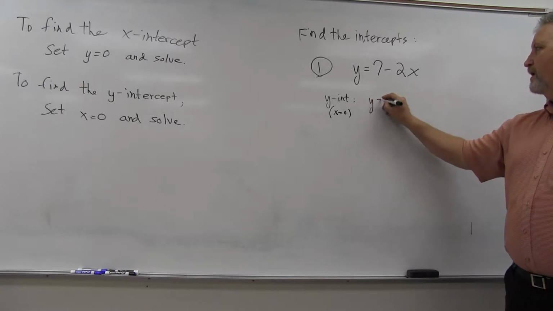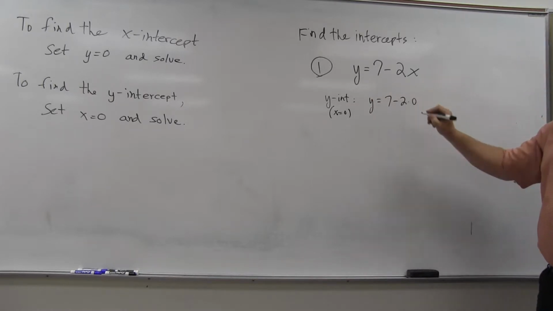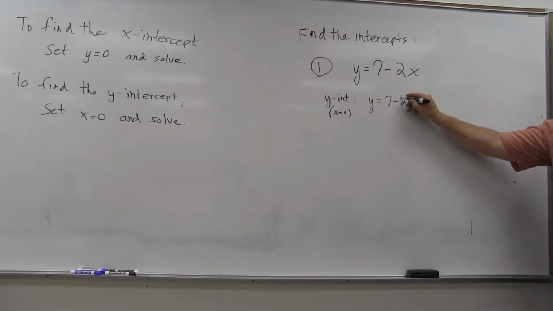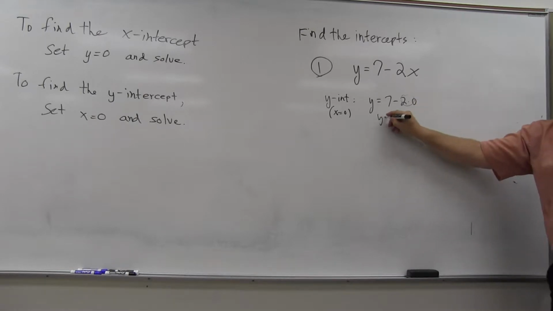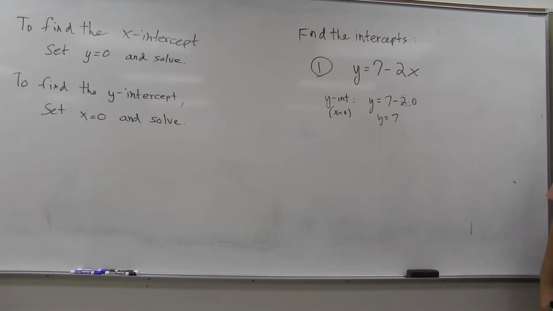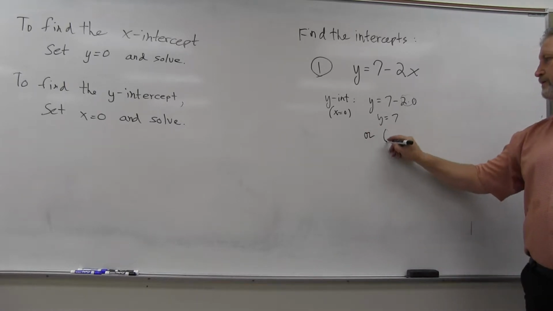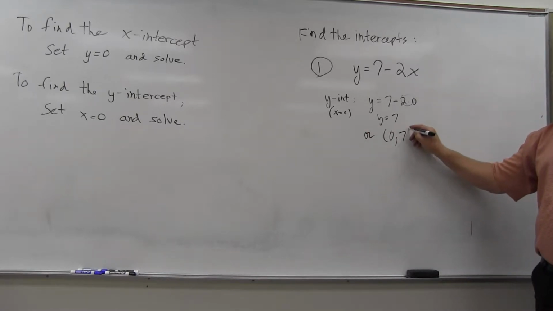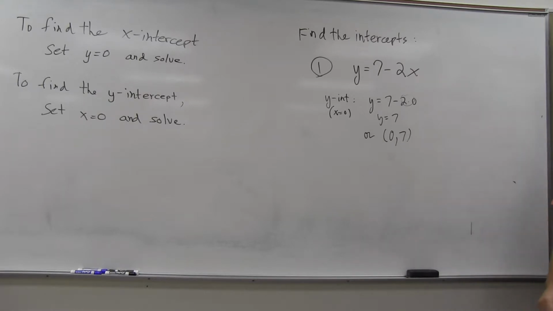And so that would be y equals 7 minus 2 times 0, just setting x to be 0, which makes that 0, which makes the y-intercept 7, or if we want to specifically write an ordered pair, maybe x is 0, y is 7, right? It's x comma y. It's the usual order there.